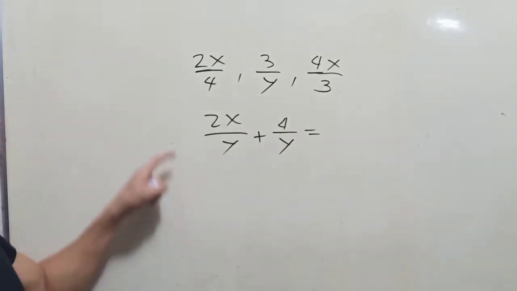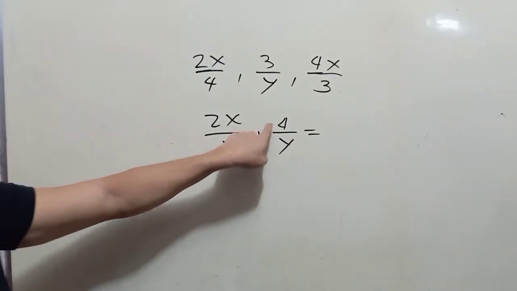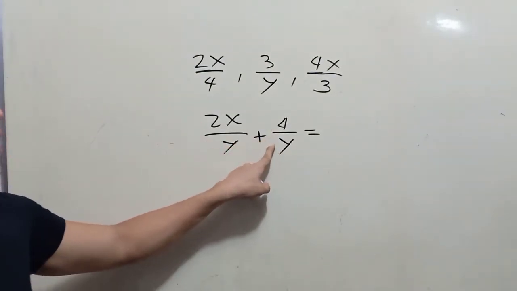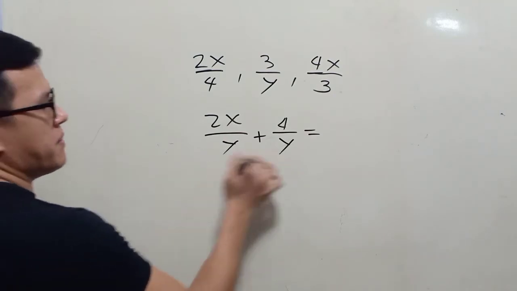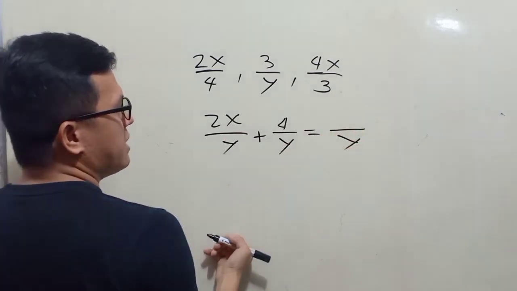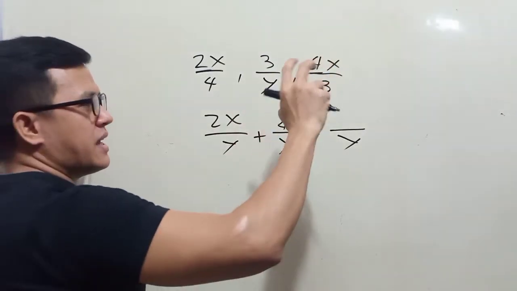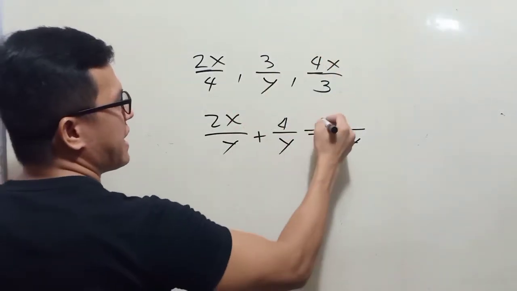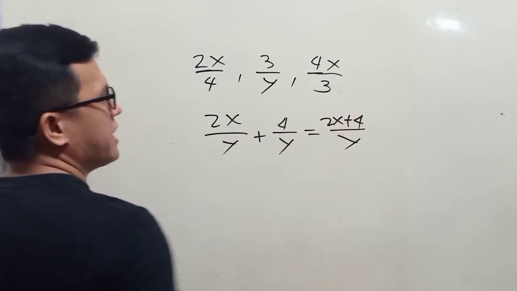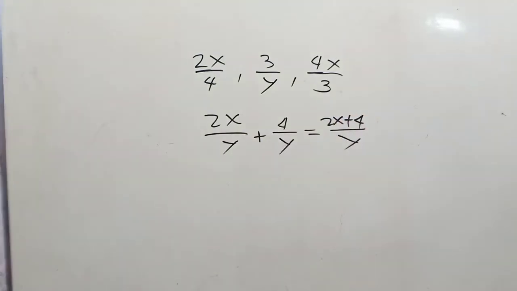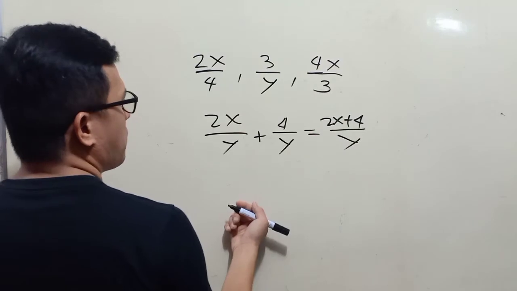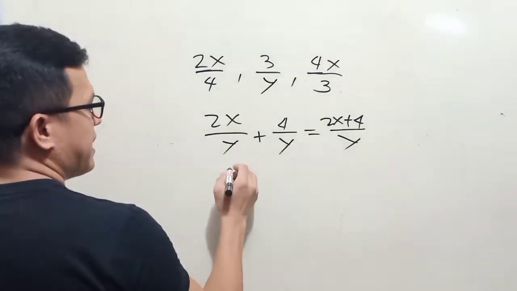Okay, so shall we say like this, 2x over y plus 4 over y. Since they have the same denominator, just copy that, okay? And then 2x plus 4, we cannot add them as one, so we just have 2x plus 4, okay? There you go. So this one is 2x plus 4 over y.